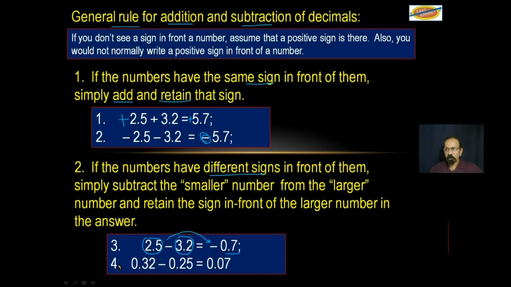Now this one here is plus 0.32 minus 0.25. You subtract and you get 0.07. The plus sign is in front of the larger number, so you keep the plus sign here. Of course, you don't write it out.